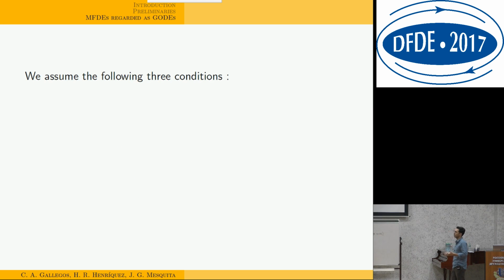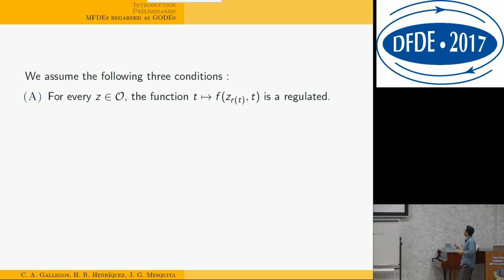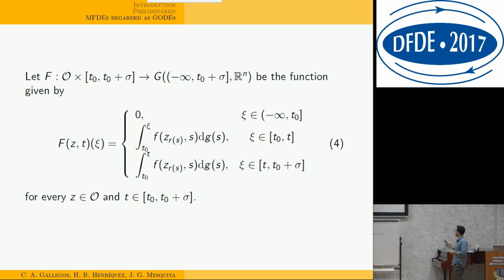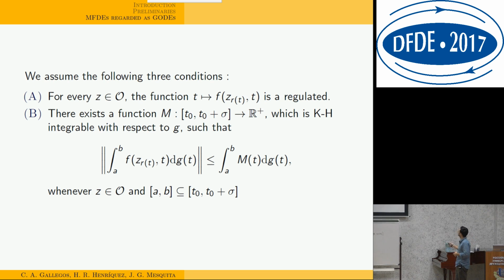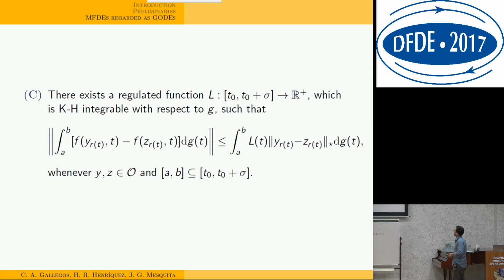For that, we need to assume some conditions. The first condition is that this function is a regulated function, and therefore we can ensure that this function is regulated. Another condition follows. There exists a function m with positive values, which is Henstock-Kurzweil integrable with respect to the non-decreasing function g, such that it satisfies a bound inequality. And the last condition, C, is that there exists a regulated function L of positive value, which is Henstock-Kurzweil integrable with respect to the function g, such that it satisfies this inequality. It's like a Lipschitz condition on the first argument of function F.